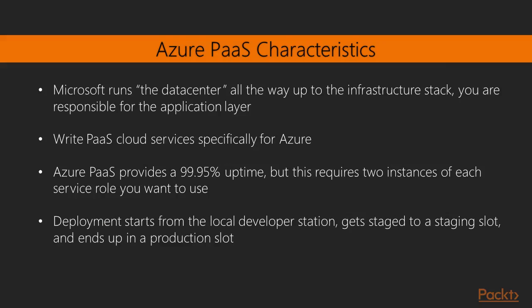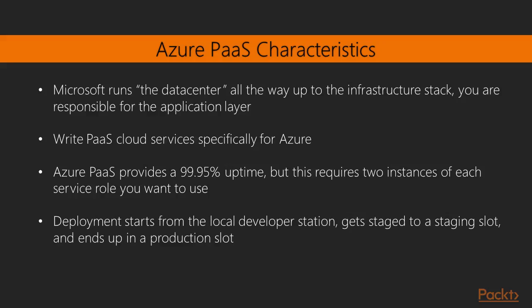The Azure Platform as a Service characteristics, which is also a refresh from the full introduction at the beginning of this course. Microsoft as an organization runs the data center all the way up to the infrastructure stack, where you being the customer are responsible for the application. Developers must write specific platform as a cloud service, or even write apps specifically for Azure. Azure Platform as a Service gives you 99.95% uptime, but it also requires 2 instances for this, and I already covered this in previous modules.